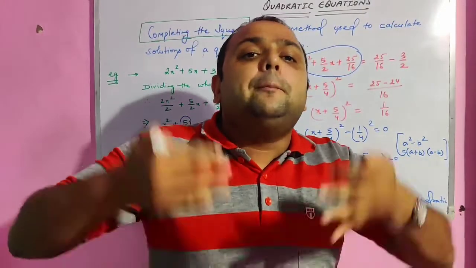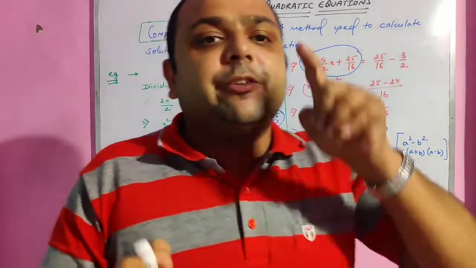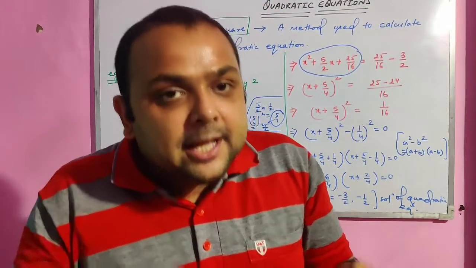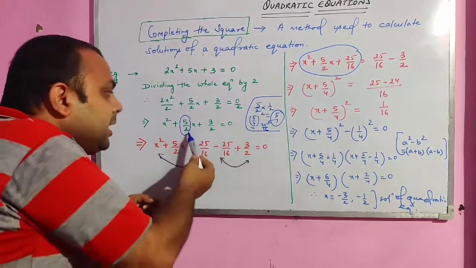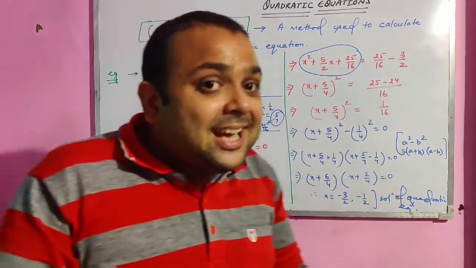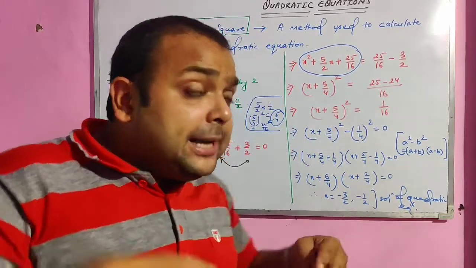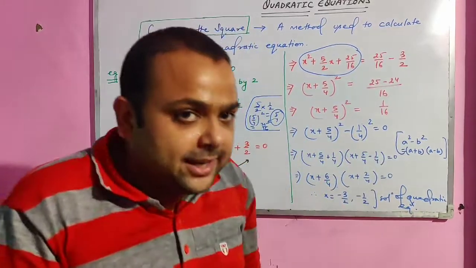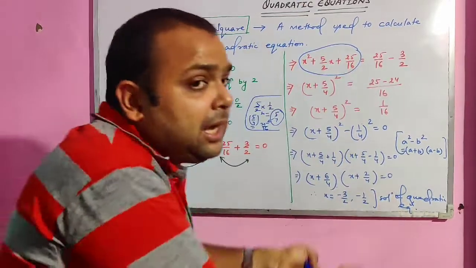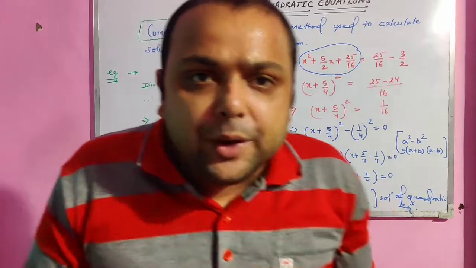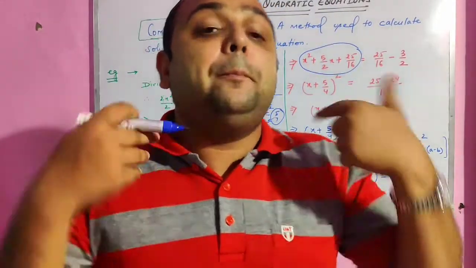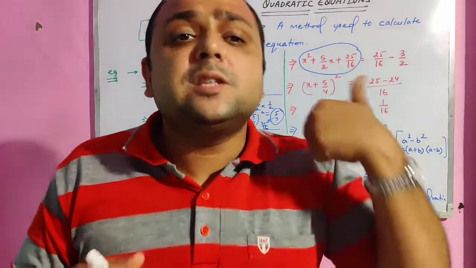So we have to learn the steps of the method here. The first is to divide the whole equation by the coefficient a. Then we have to take the coefficient of x and multiply it by half, then take the square, add and subtract it, and then simplify as per the rules of the equation. We're going to solve one more problem to help you understand the method of completing the square better.